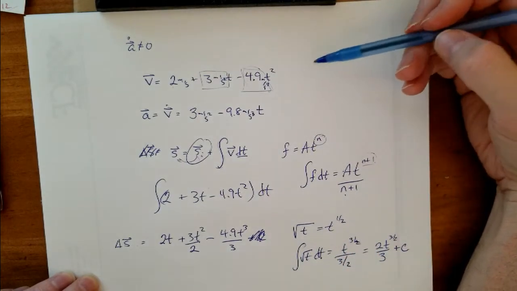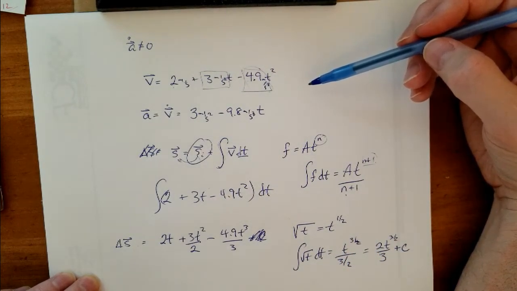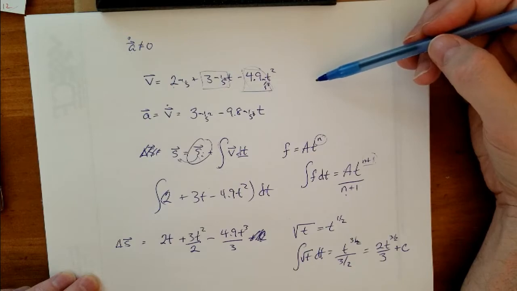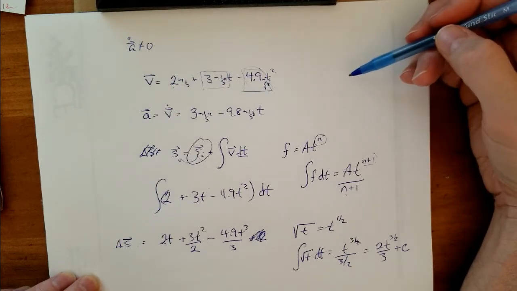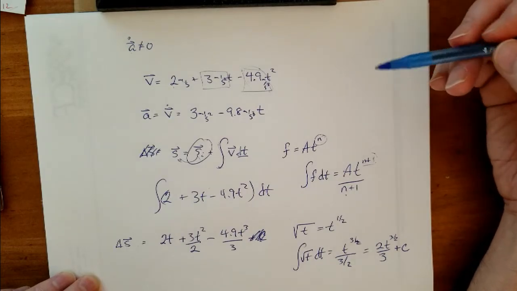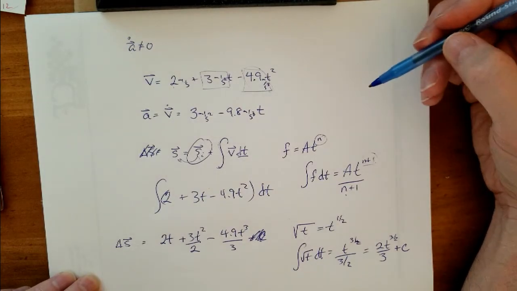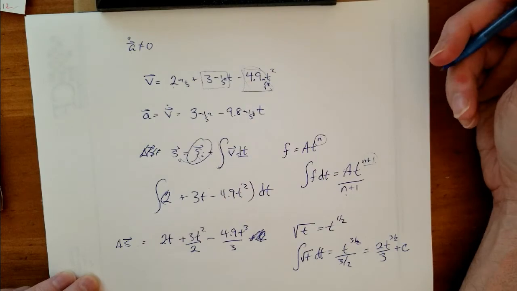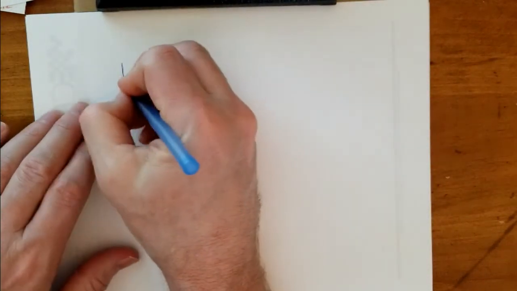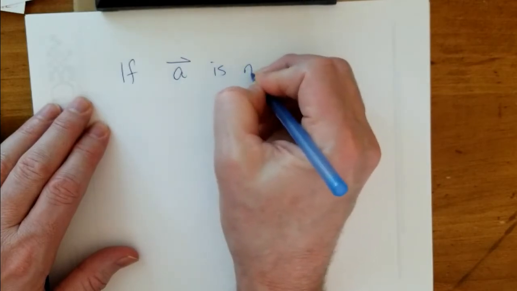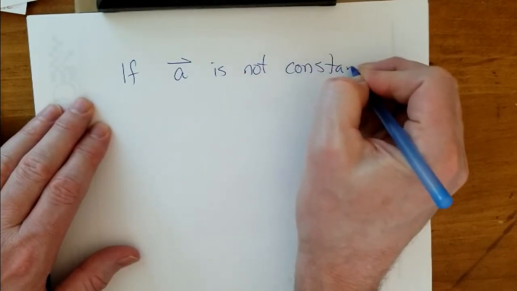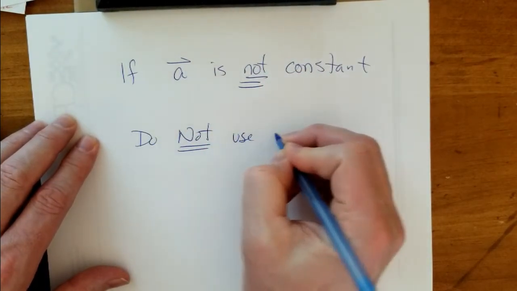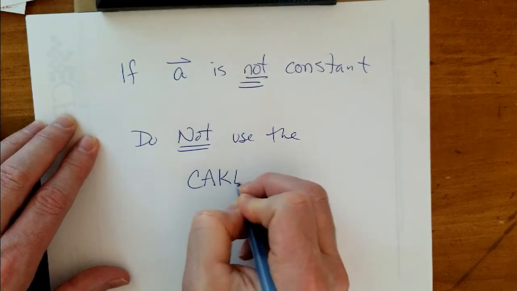An important thing to know is that if acceleration is not constant, do not use the cake formulas. It is incredibly frustrating grading tests where clearly the acceleration is not constant and people are still trying to plug into those 4 formulas. Don't plug into the cake formulas if acceleration is not constant. Probably should make a big sign here. If acceleration is not constant, do not use the cake.